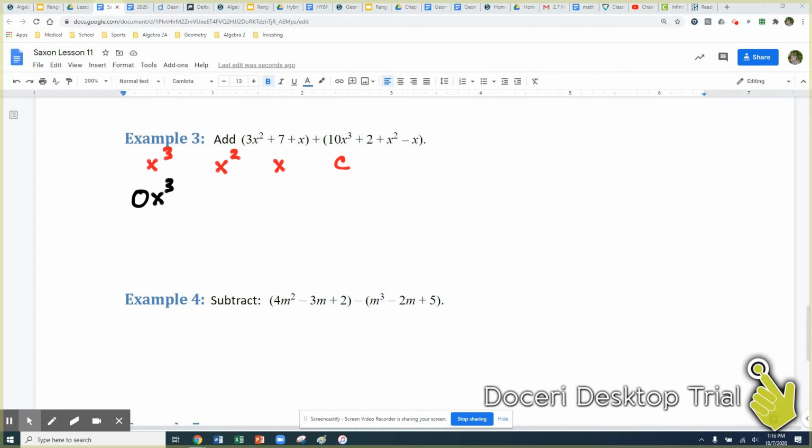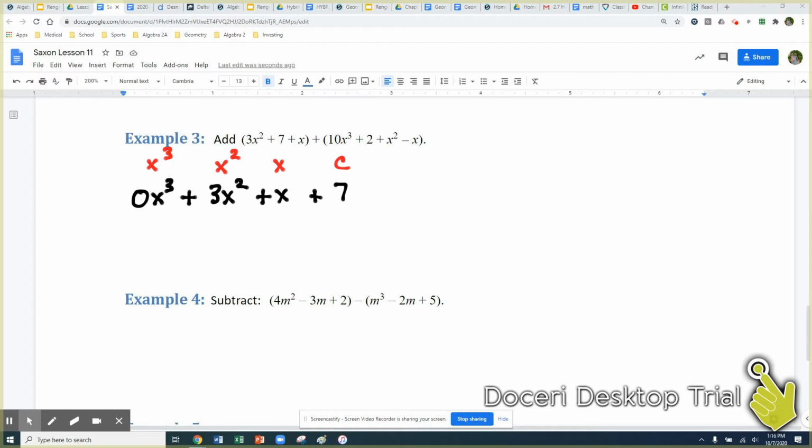Then I look at my polynomial, I've got a 3x squared, it's positive, so I put a plus sign. I've got a plus x, and then I've got a constant plus 7. So there's our first polynomial. Now it's put into the column, and it's also in standard form, with the highest degree down to the lowest.